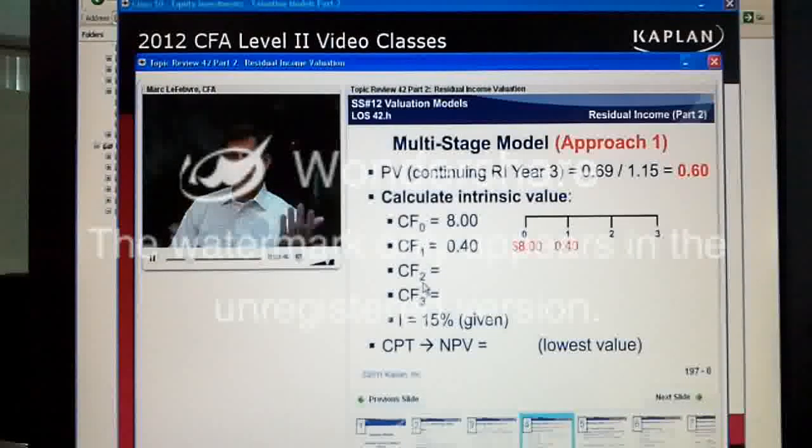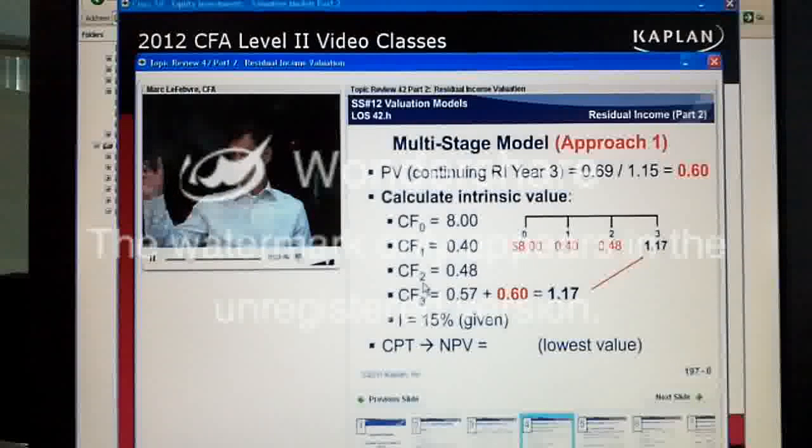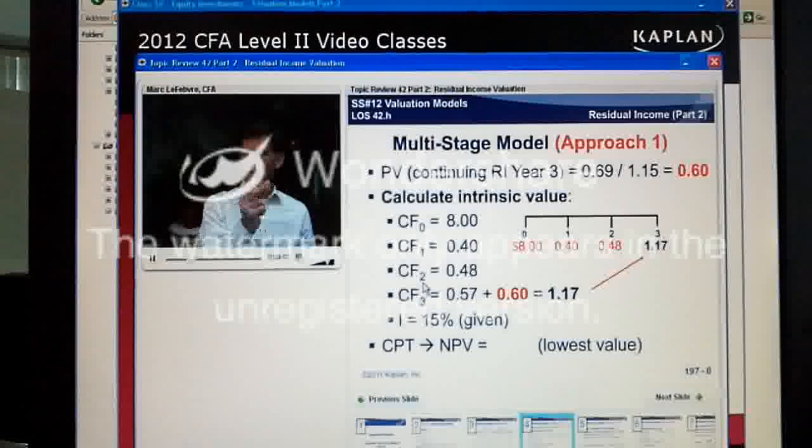Cash flow in year 1 is that residual income of 40 cents, 48 cents in year 2, 57 cents in year 3, plus that 60 cents, because it was the 69 in year 4 moved back by t minus 1, and it becomes 60 cents that we add to the 57 cents to get a total of $1.17 in year 3. Now what we're going to do is present value that 1.17 back for 3 years at 15%, 48 cents back for 2 years at 15%, and 40 cents back by 1 year at 15%.